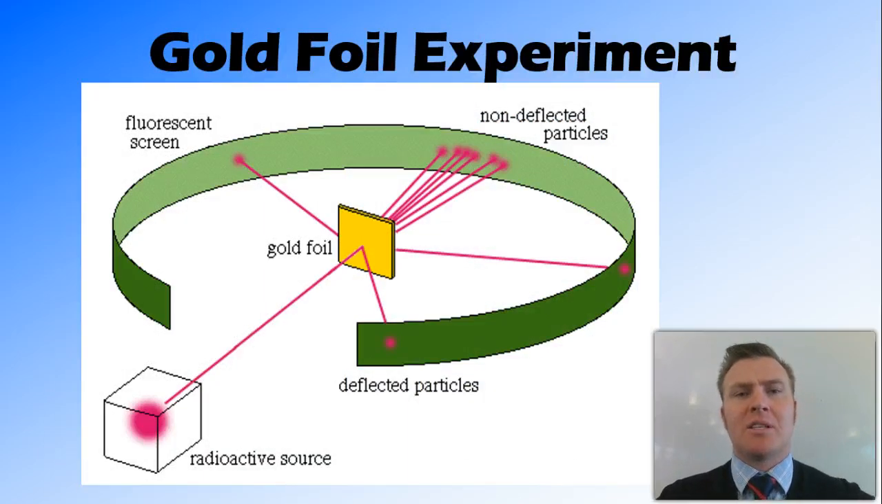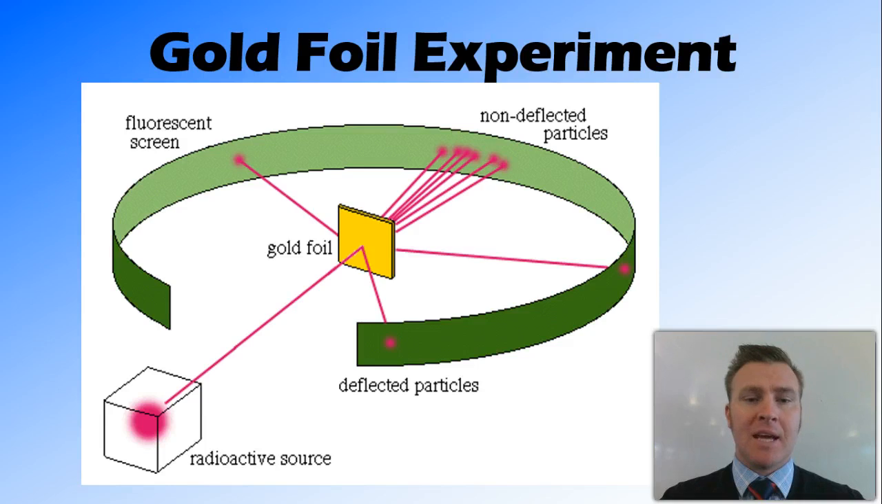The gold foil experiment is a very famous experiment that Ernest Rutherford conducted. And what he did is he got a piece of gold foil, very, very thin gold foil. Gold's quite malleable, so he was able to get the gold foil only a few atoms thin. And what he did is, using a radioactive source, he shot alpha particles at that gold foil.